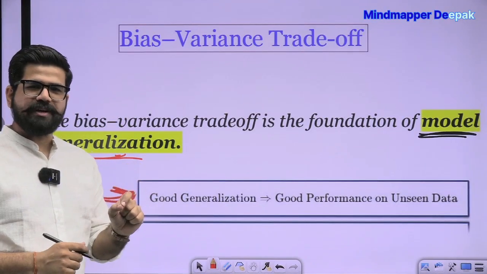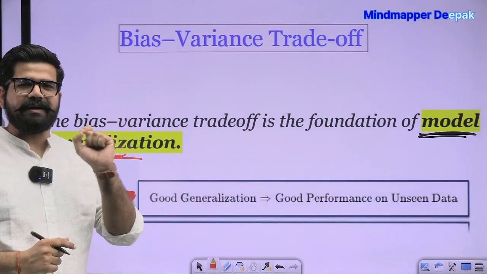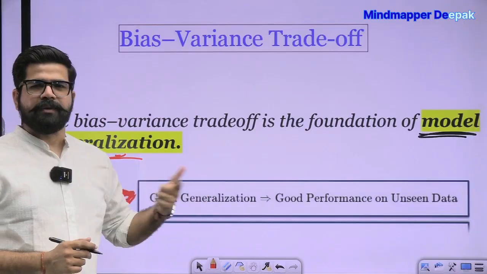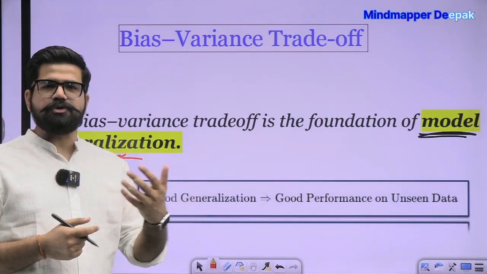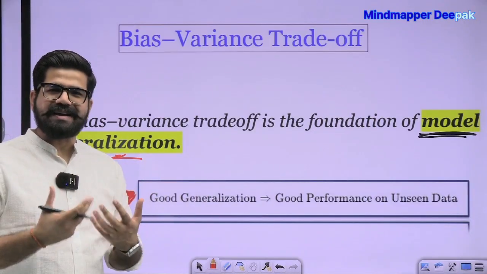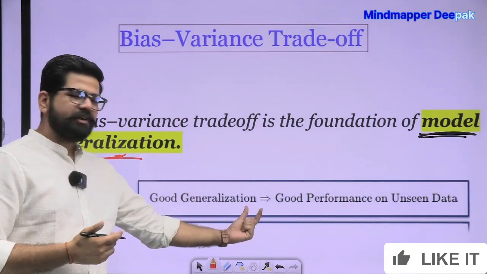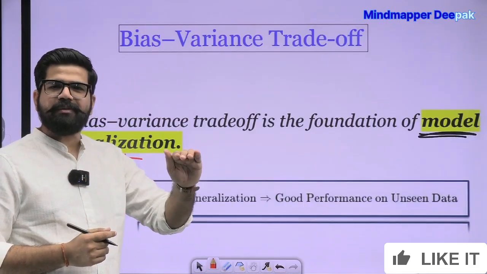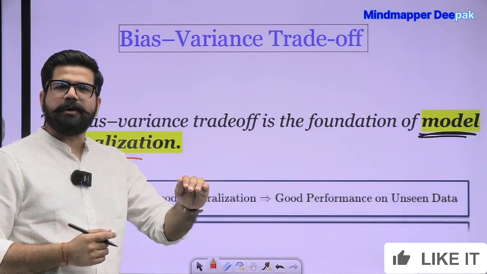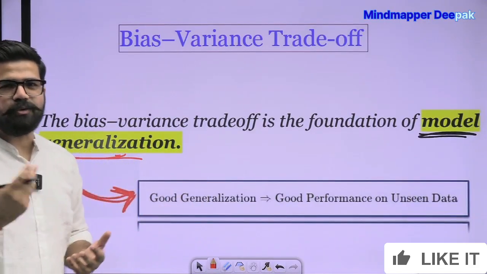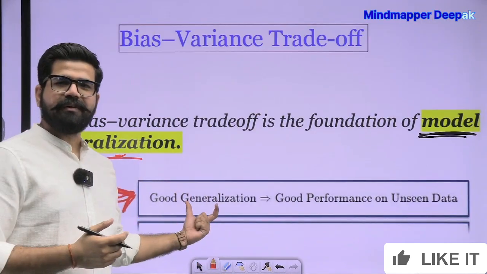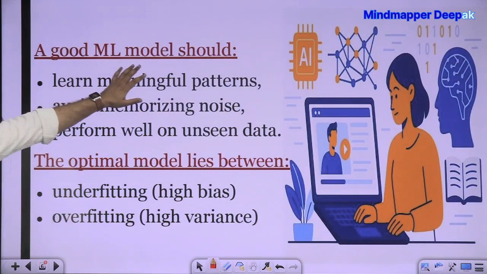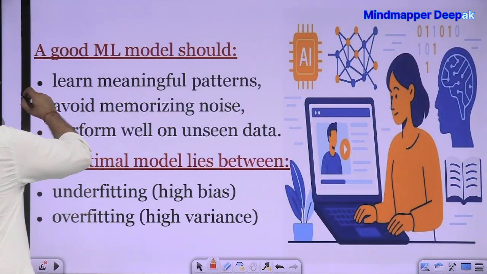First, before proceeding further, you must keep in mind that it is a basic concept of the foundation of model generalization. Whenever I use the term model generalization further, it means that good generalization is good performance on unseen data. If any new or unseen data comes to your model, how your model reacts to that data is what makes it a generalized model. Okay, let's proceed further. So a good machine learning model should learn meaningful patterns.